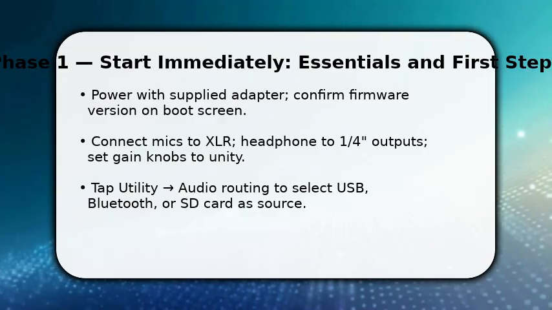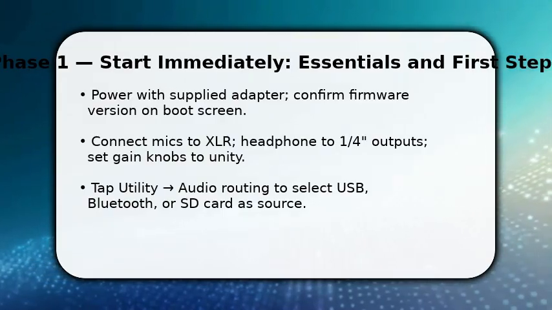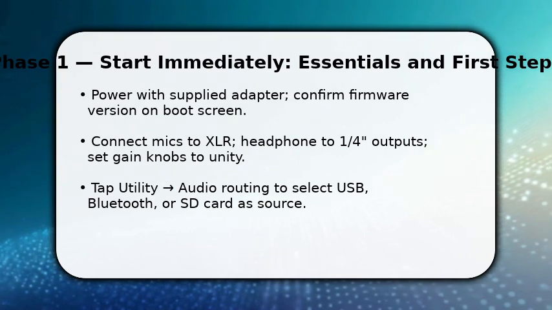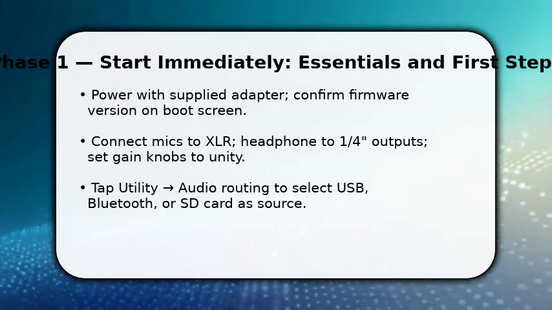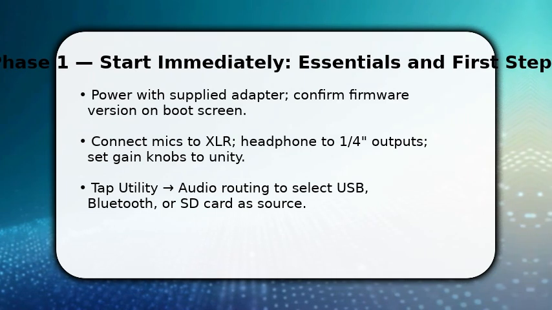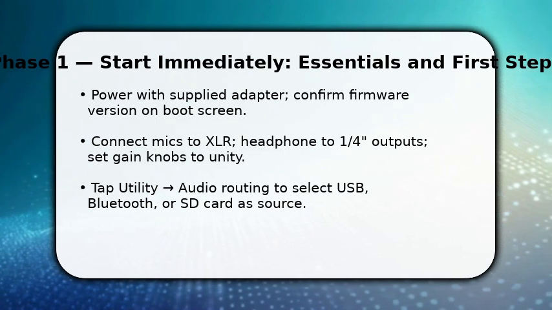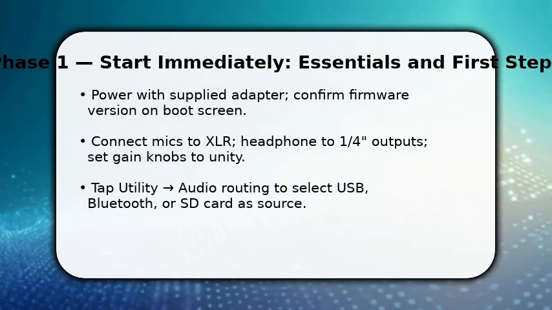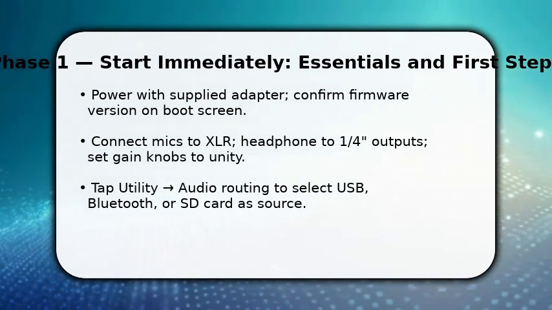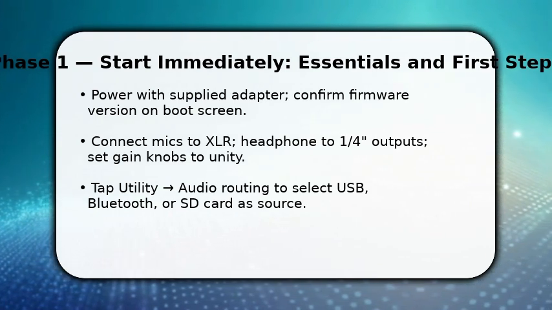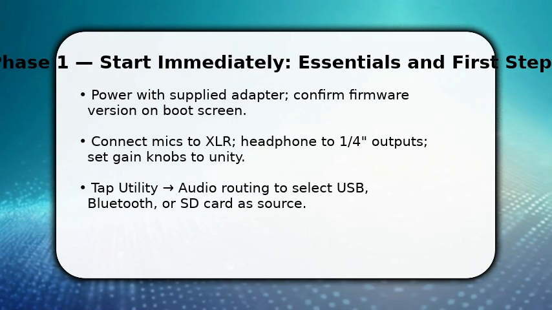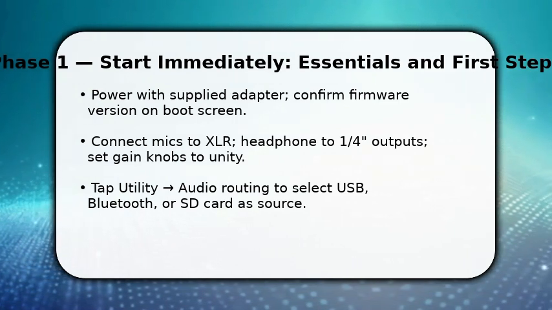Enjoy the video. You begin by powering the Rodecaster Pro 2 and confirming firmware. This prevents surprises. Next, plug XLR mics and headphones, then set preamp gains near Unity so you have headroom. Once done, open Utility and set audio routing to USB or SD depending on whether you record multi-track or livestream. This step decides signal flow.